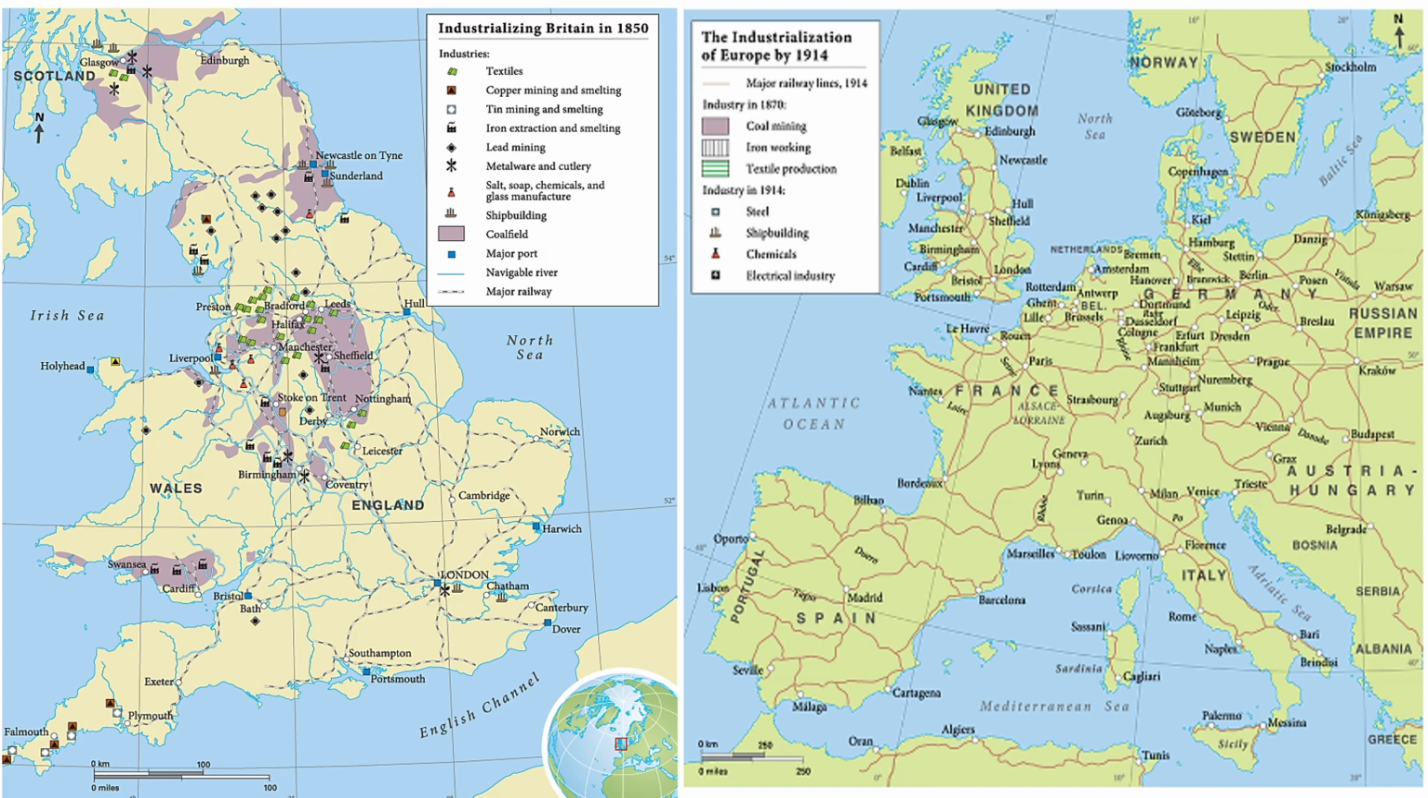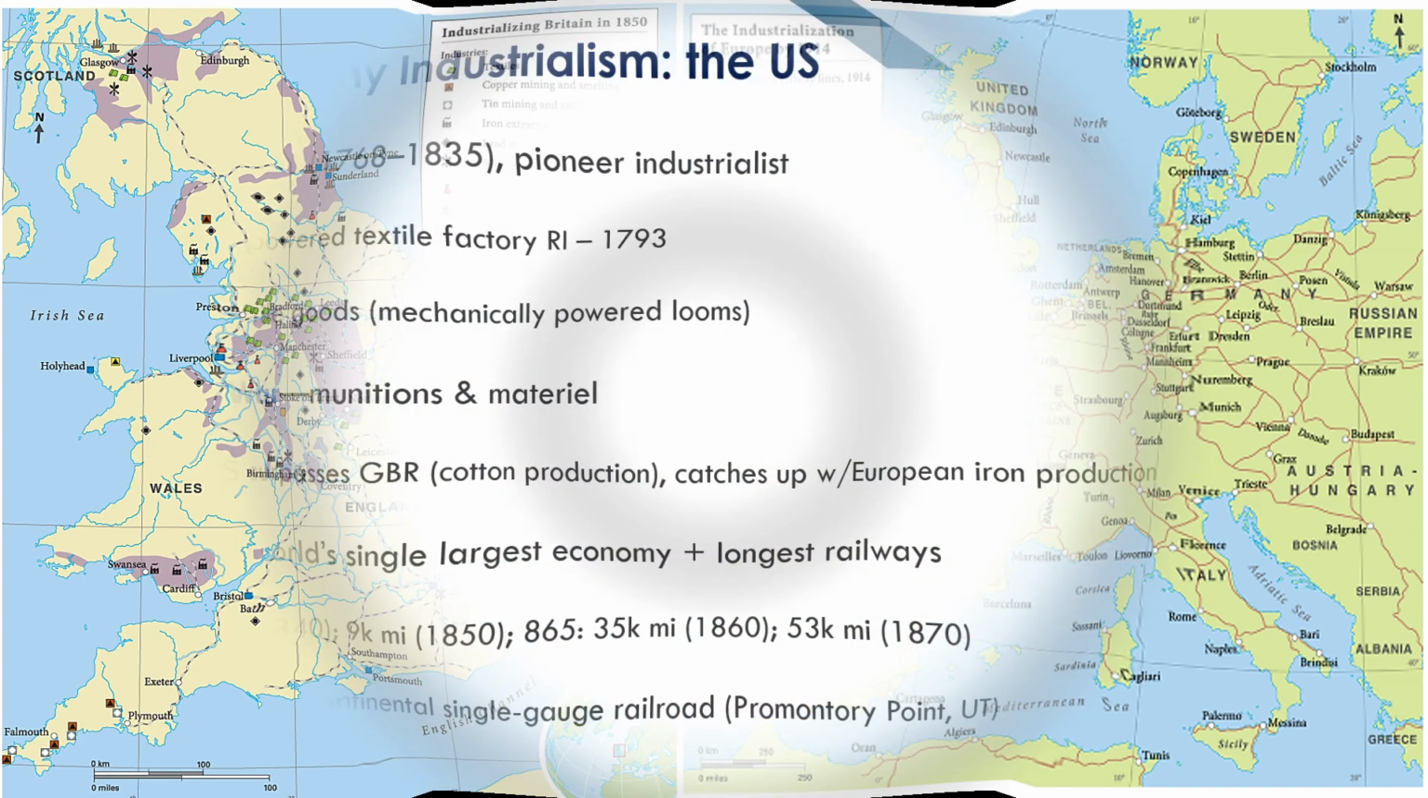So these are some of the major centers of production. So you can see railways, coal fields, shipbuilding, chemical manufacturing, lead mining, iron extraction, tin mining, copper mining, and textiles. And so actually in England, you see that there was lots of textile manufacturing in the Midlands, like Manchester, Liverpool, and so on.